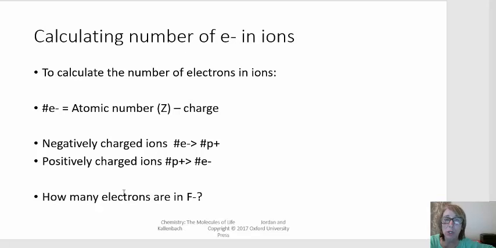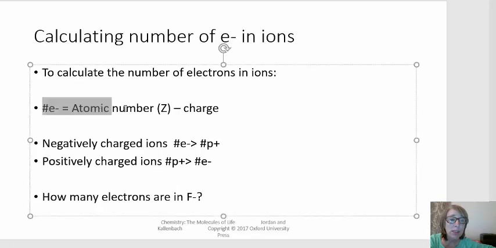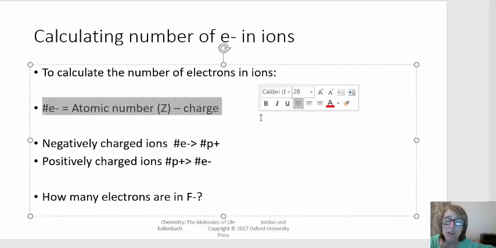And in a positively charged ion, the number of protons is greater than the number of electrons. And again, the charge tells you what that difference is. So if you have a charge of +1, that means you have 1 more proton than the total number of electrons. If you have a total charge of +2, then you have 2 more protons than the total number of electrons. But you can always use this equation to figure out the number of electrons as well. So how many electrons are in the fluoride ion? Pause the video.